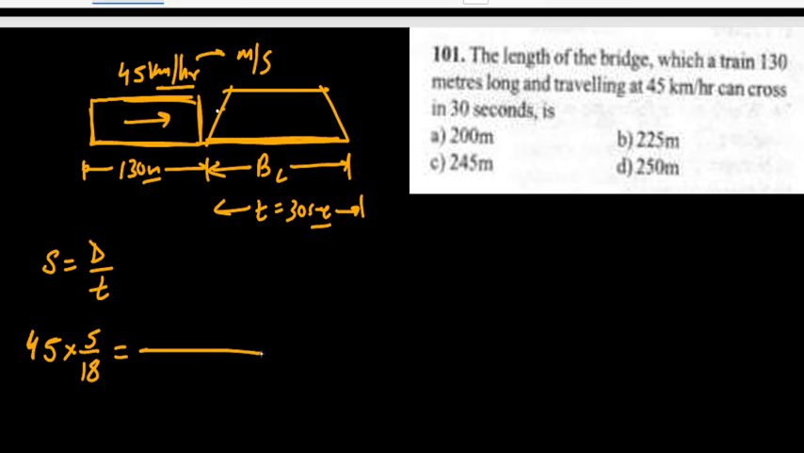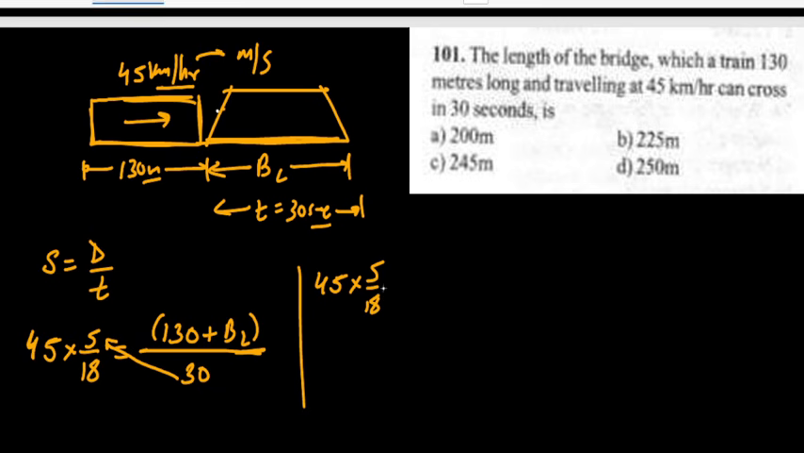And the distance will be what? Just now we have learned, when a train crosses the bridge, the distance would be the train length along with the bridge length. So train length is 130 and bridge length is BL. This is the total distance, and the time taken is 30 seconds. So just write 30 seconds out here. Simplify this equation and you'll get the answer. If you cross multiply, this 30 gets multiplied at the top. So we'll have 45 into 5/18 into 30, and this will be equivalent to 130 plus the bridge length.